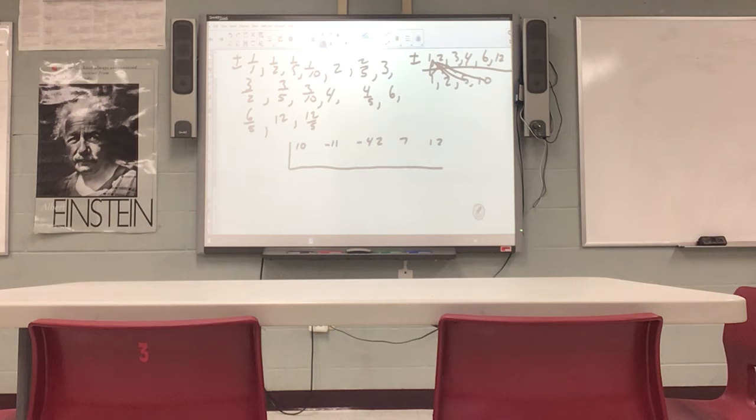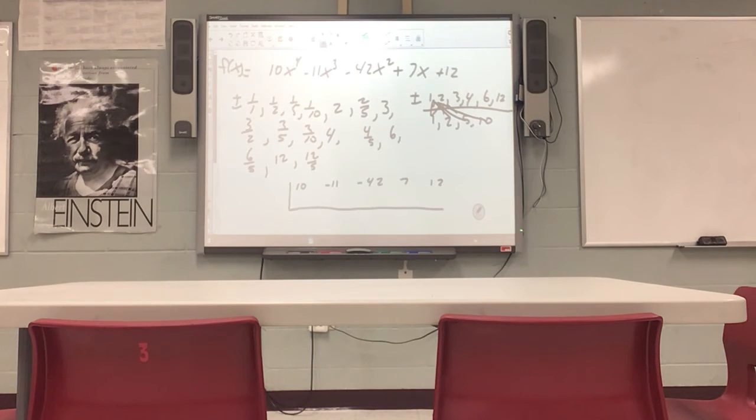What I would recommend right now is I would go ahead, and Tyler's got his out, but if you wanna get it on your Chromebook real quick, I would go ahead and graph that. Because remember, the zeros are where it crosses the x-axis. We can just get an estimate. So maybe we can get an estimate about a number to pick.